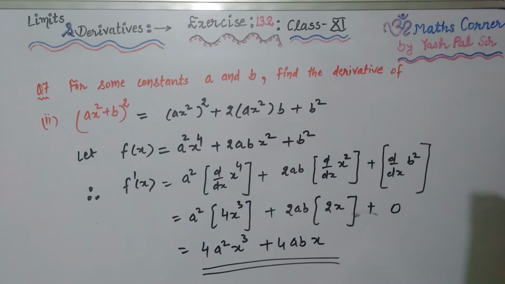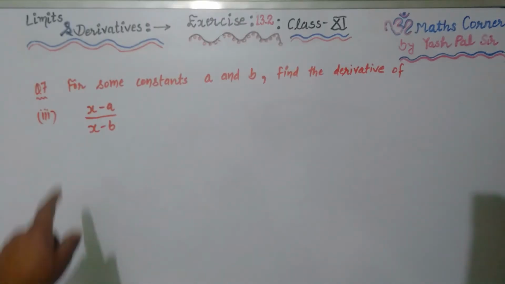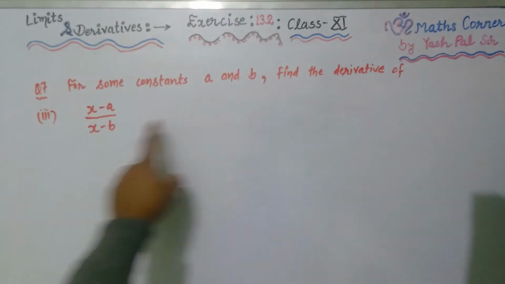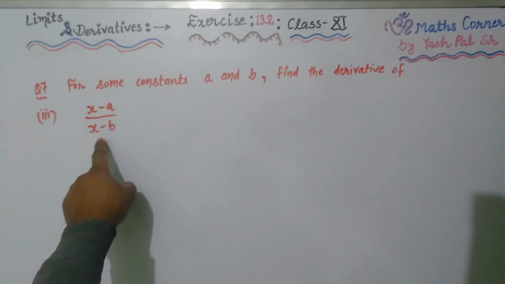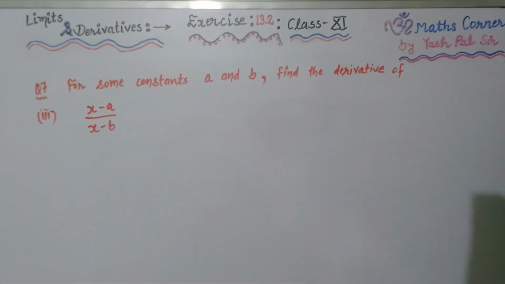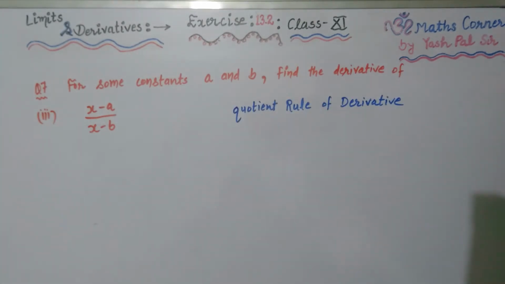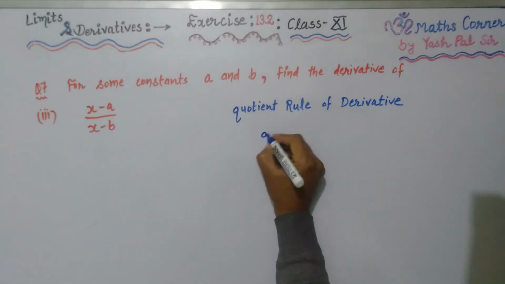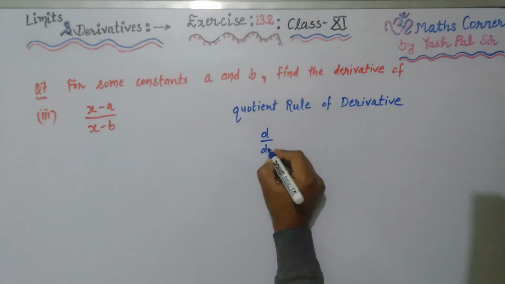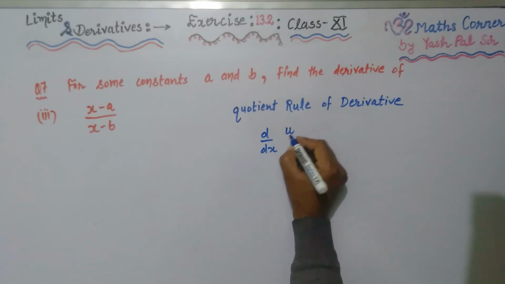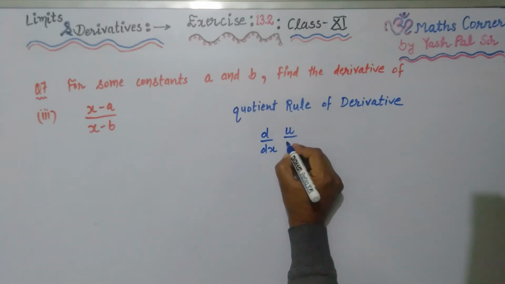Now the next part. The question is, find the derivative of (x minus a) divided by (x minus b). So here we have the problem. We cannot simplify this question by dividing. So we have to apply the quotient rule. The quotient rule of derivative, what is that? This is if we are finding the derivative of numerator upon denominator.